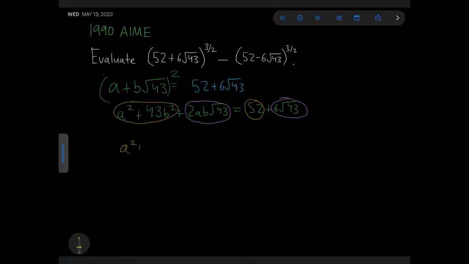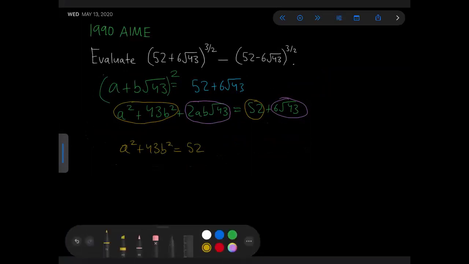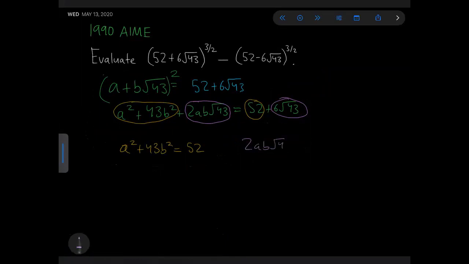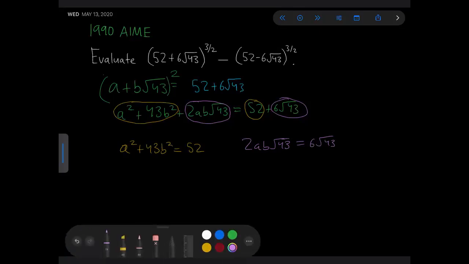A squared plus 43b squared is equal to 52, and 2ab root 43 is equal to 6 root 43. So instinctively, we should be able to cancel out the root 43s, and we get that ab equals 3.